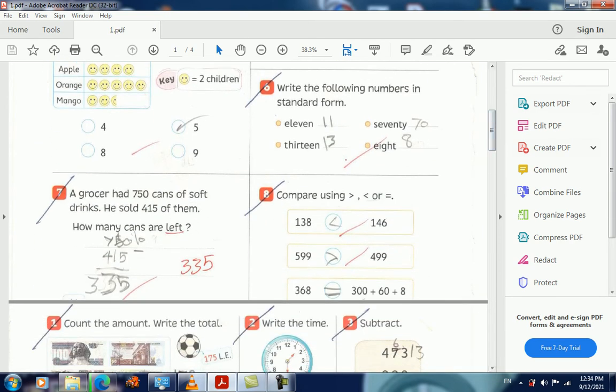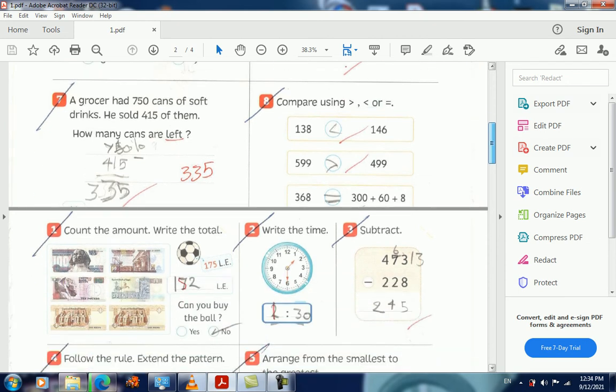Now, number 6. Write the following numbers in standard form. The numbers are written in letters and you're going to write them in numbers. So 11 is 1 and 1. 70 means 7 and 0, so it's 70. 13, 1 and 3. 8, just 8.